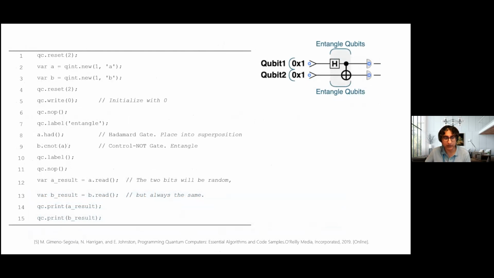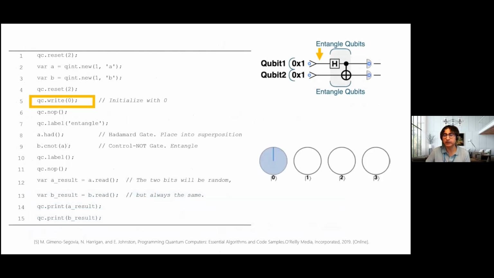This is a simple program written in a JavaScript-based language. For example, here we initialize our quantum program to 0. This circle notation shows that right now we are not in superposition.